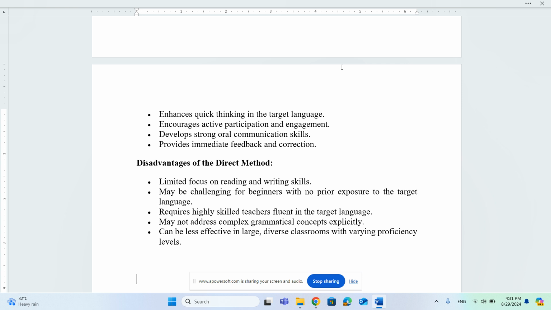And the next disadvantage is it can be less effective in large, diverse classrooms with varying proficiency levels. If our classroom is very large and there are diverse students belonging to different backgrounds, this type of method is less effective. This is all about the direct method.